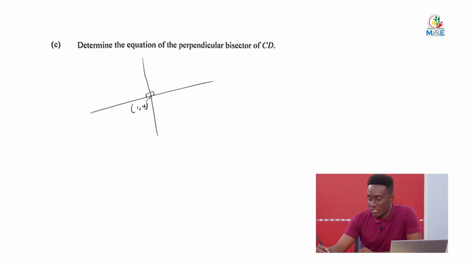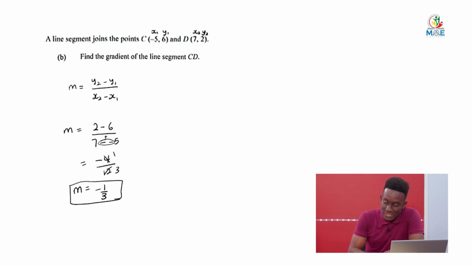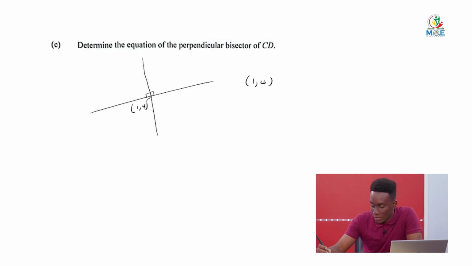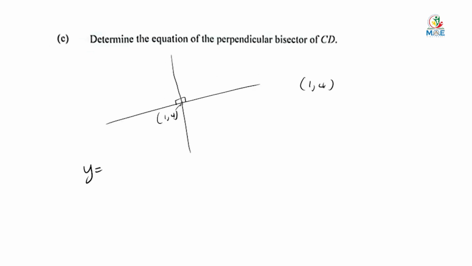So they want the equation of the perpendicular bisector. They want the equation of the line perpendicular to this original line, passing through the point (1, 4). This is another way they're asking the question. They want the equation of the line perpendicular to CD passing through the point (1, 4). We know the general form for the equation of a straight line is y equals mx plus c, in which m is the gradient and c is the y-intercept.